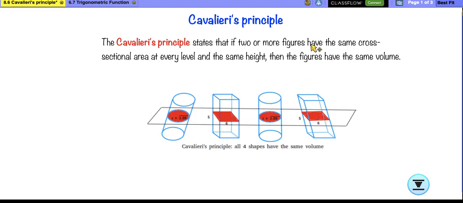This principle tells us if you use, let's say, a knife or a slice to cut every single slice here, and every single slice has the same area, so even if this is a circle, a square, or a rectangle, if they have the same area, and also the height is the same for all the objects, then they have the same volume. Some students might wonder, how do we say the same height?